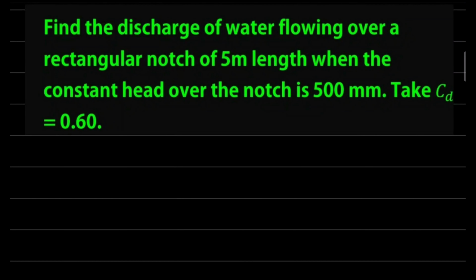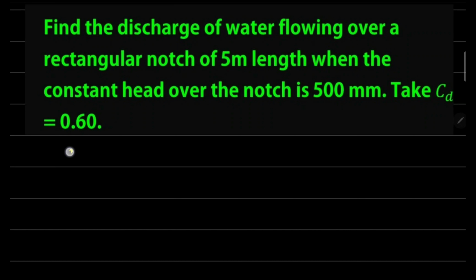Let's take a numerical problem to figure out the discharge of the water over a rectangular notch. So the problem says: find the discharge of the water flowing over a rectangular notch of 5-meter length when the constant head over the notch is 500 mm, and we have to take the CD value as 0.6.